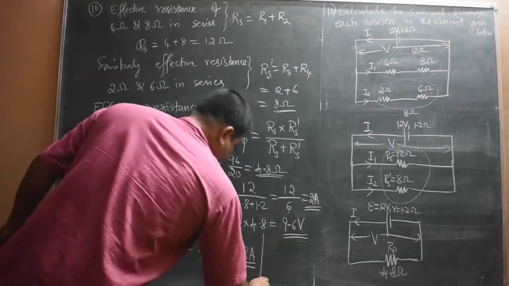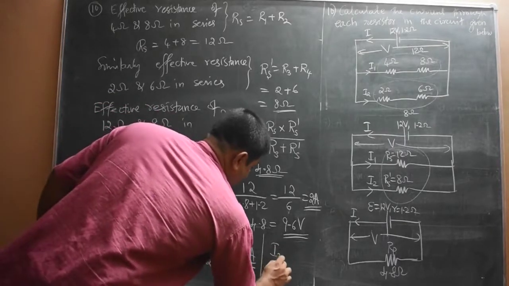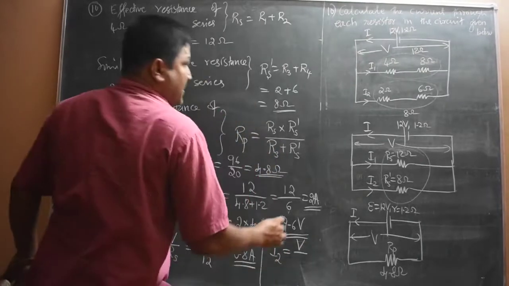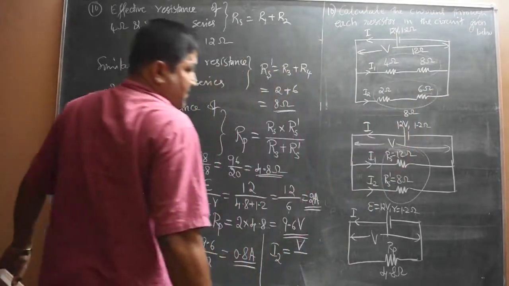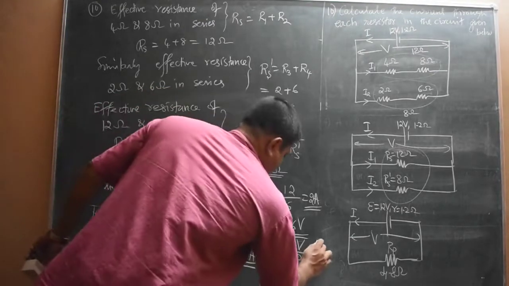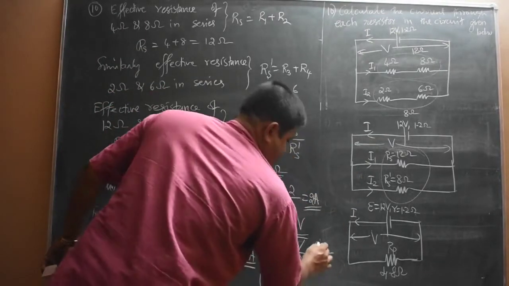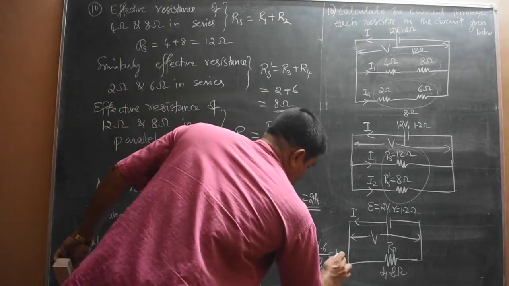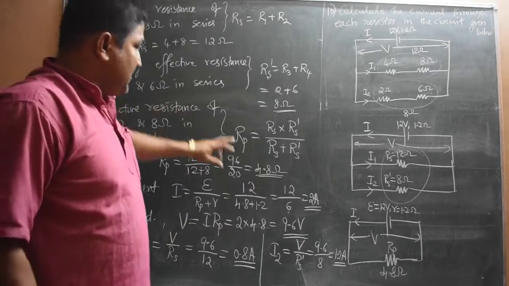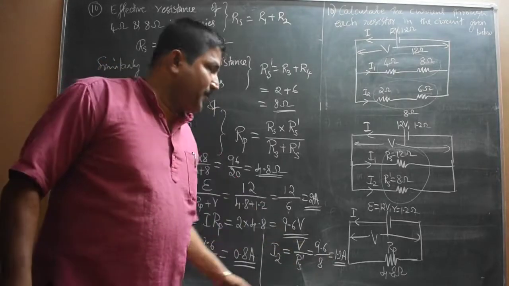Now the current through the other branch is I2. Current I2 in the second branch is terminal PD V divided by the second branch total resistance, that is Rs dash. So 9.6 upon the second branch effective resistance 8. So 9.6 upon 8 is 1.2 ampere. So this is about the branch currents. The main current we got is 2 ampere, which divides into two branches: 0.8 ampere and 1.2 ampere.